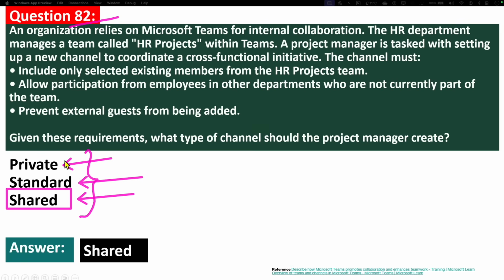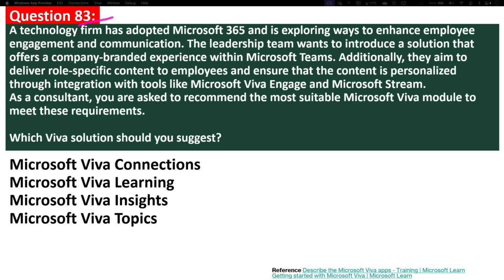The third one is private channels. It is only accessible to selected members within the team. The purpose could be used for confidential or sensitive discussions that don't need to involve the whole team. An example could be a finance team might have a private channel for budget planning that only finance leads can access.